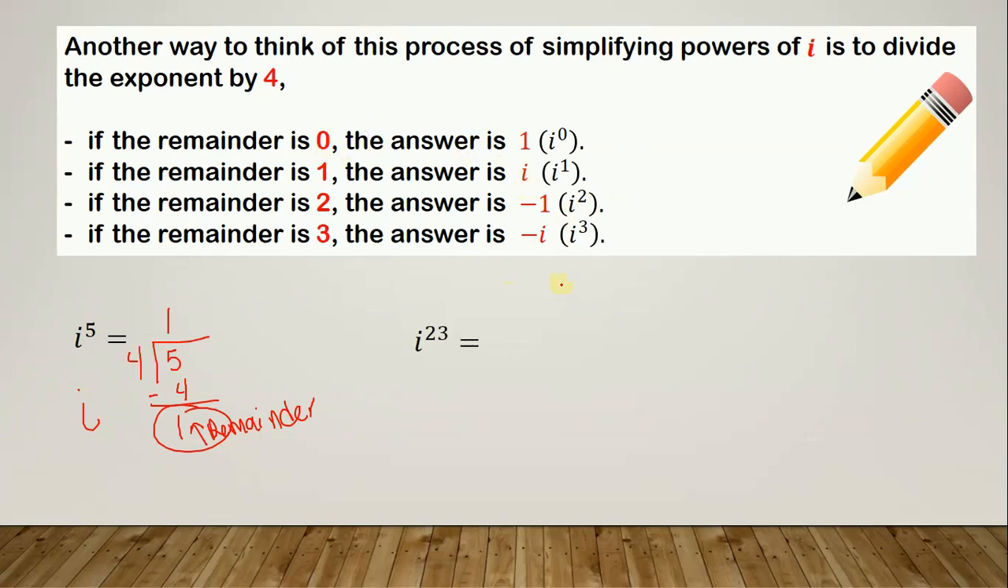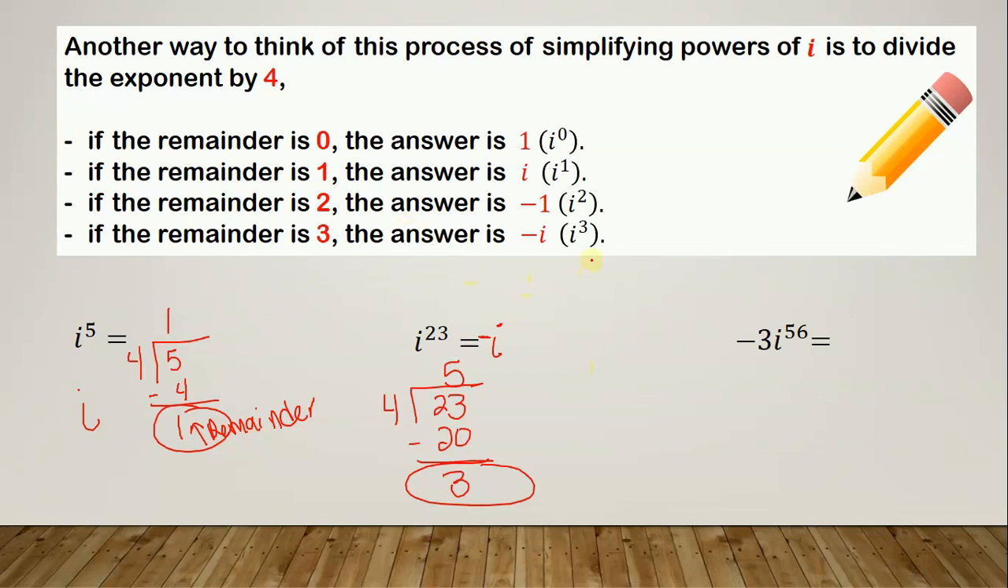I to the 23rd, so let's take that 23, divide it by 4, let's see how many I's are left behind. 5 fours go in there. So my remainder is 3. There are 3 I's left behind, aka I cubed is left behind, which means my answer will be -I.